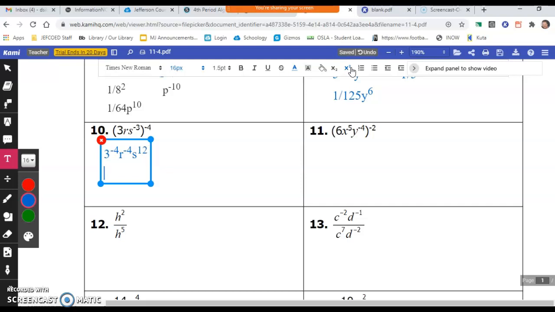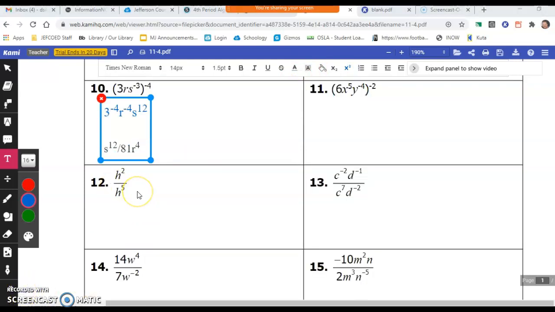Okay, so let's go ahead and reduce the 3 to the 4th power using exponents. 3 times 3 is? 9. Times 3 is? 27. 27 times 3 is? 81. So we're going to have s to the 12th. It stayed on top because it's a positive exponent. And then all of that's going to be over 81. And we're moving the r to the 4th.